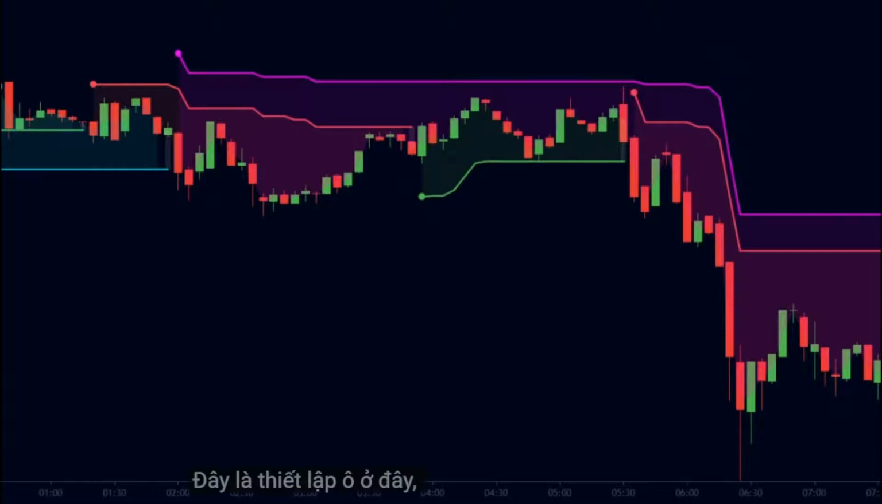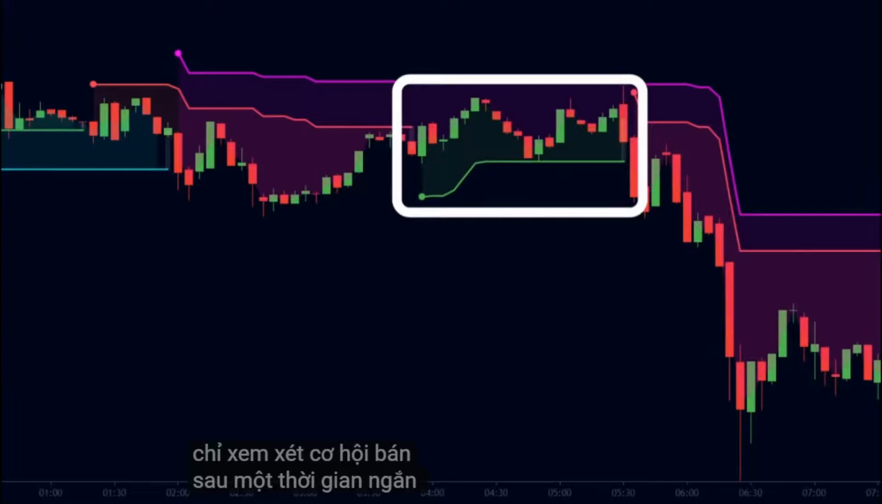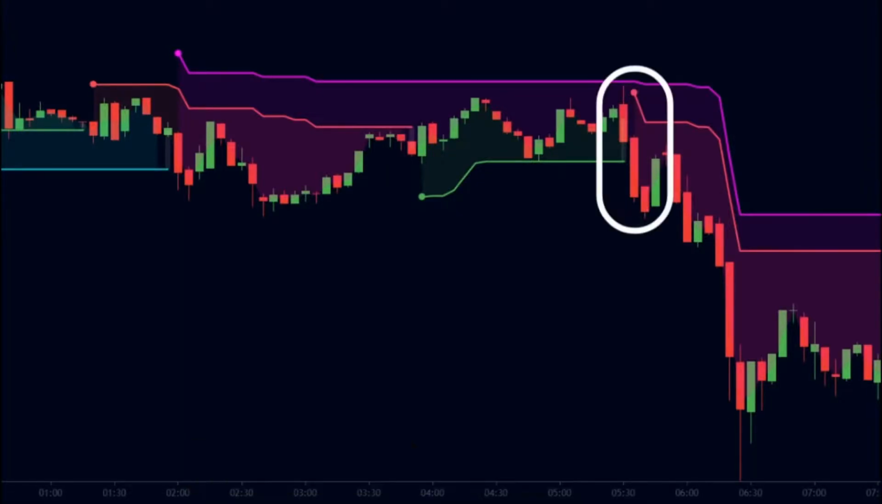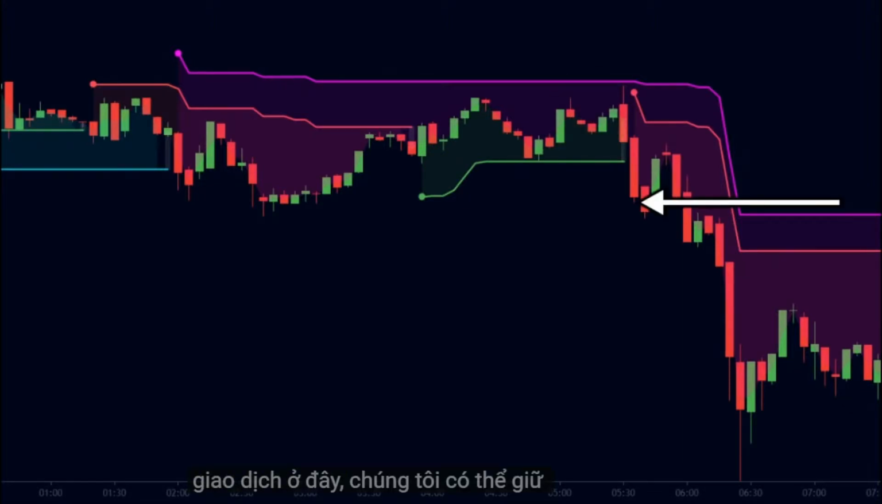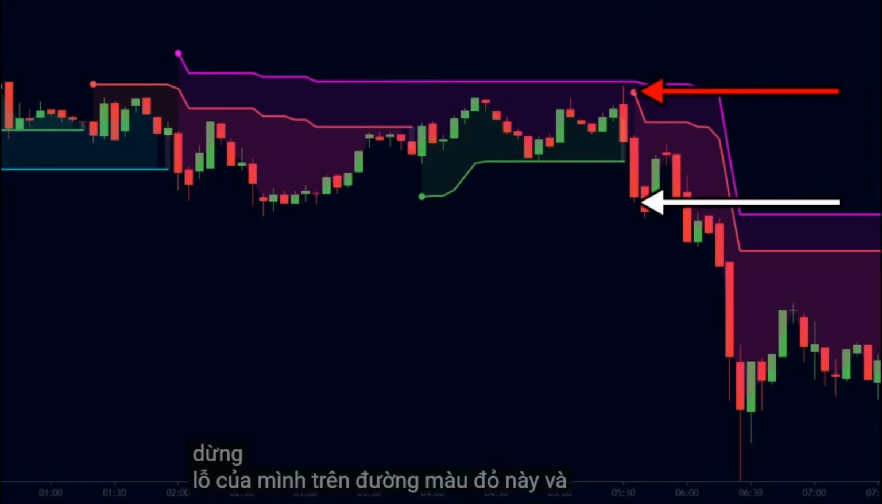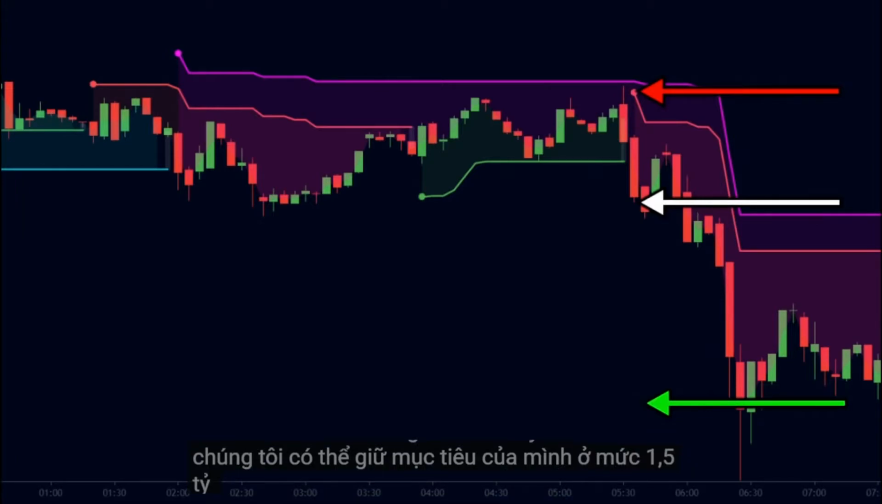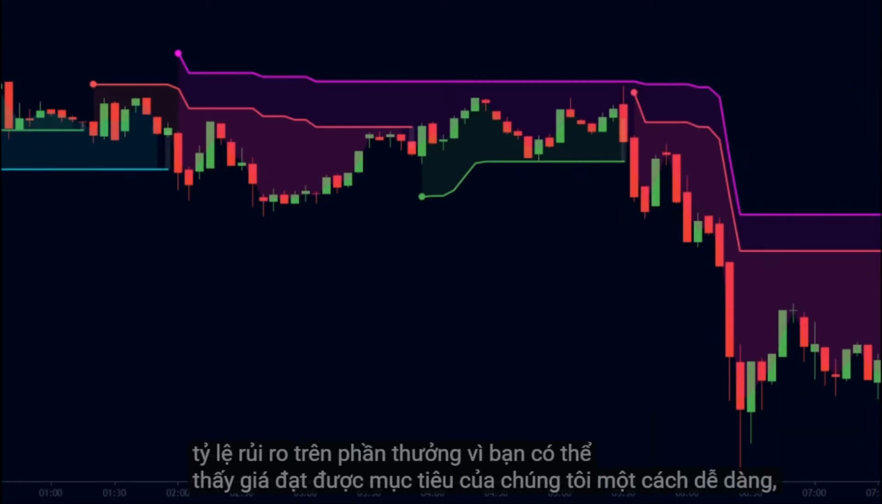Here is a sell setup. Here we see that the long-term super trend has been bearish. So we will only look at selling opportunity. After a short period of bullish pressure, the short-term super trend finally signals a selling trade. At this point we see that the long-term super trend has already been bearish, so we enter the trade here. We can keep our stop loss above this red line. And we can keep our targets at 1.5:1 risk to reward ratio. As you can see, the price achieved our target with ease.